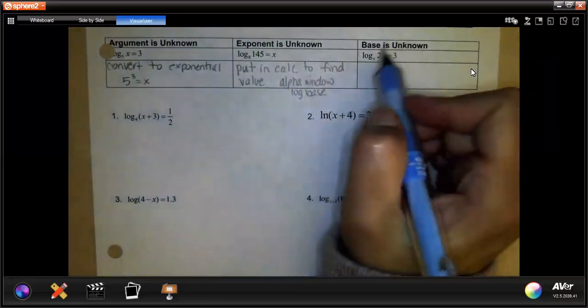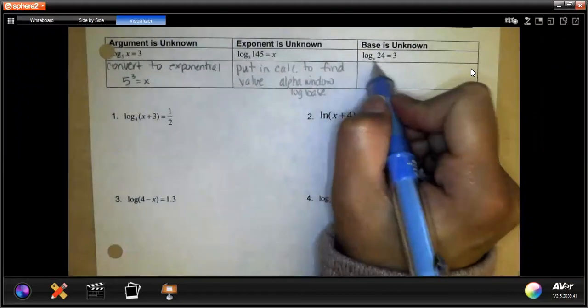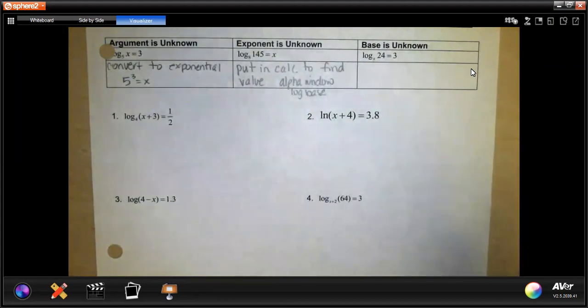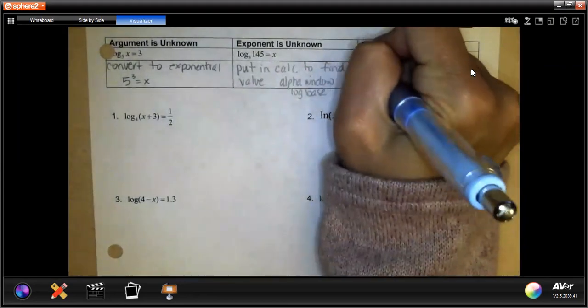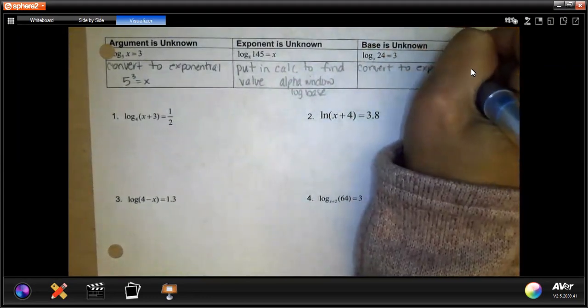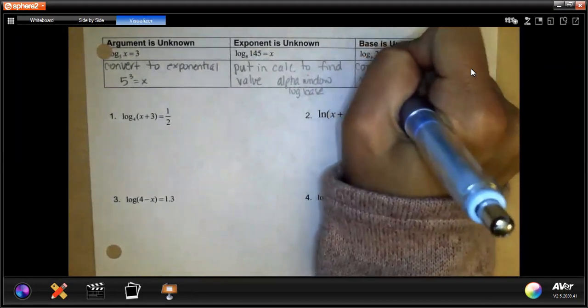In the third case, your x could end up in the base. Again, all of this is one number, so we can't just separate it from the base, and that's where we use that definition. So we convert to an exponential. And that gives us x cubed is equal to 24.